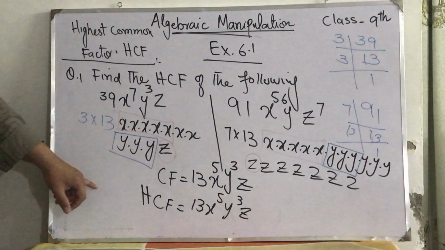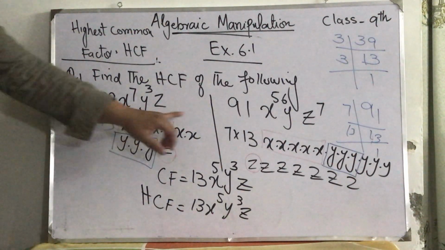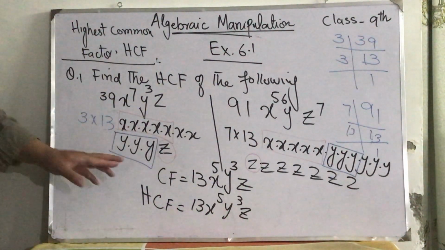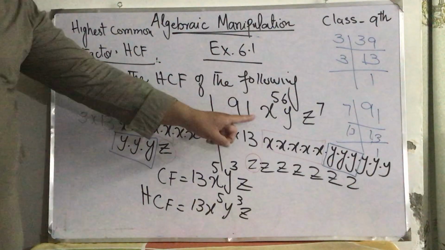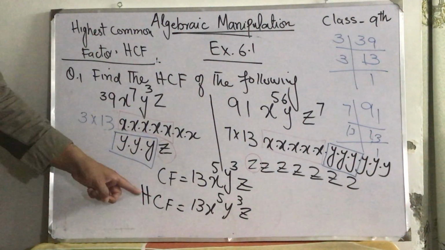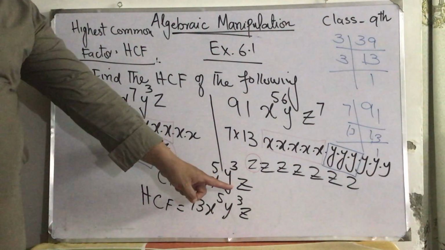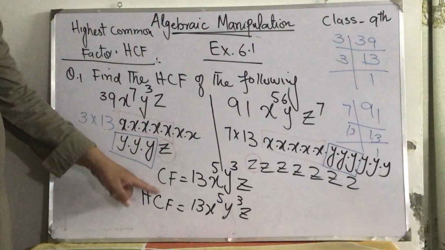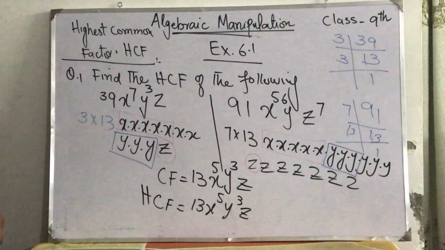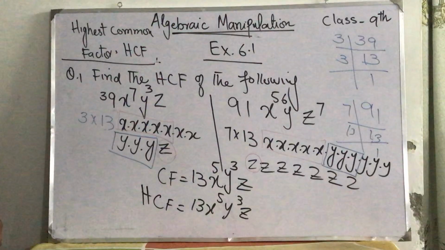Now we select the common factor. You can see that only 13 is common in both of them. Similarly, x is 5 times common, y is 3 times common, z is 1 time. That's why it is your answer. HCF is 13 x^5 y^3 z.